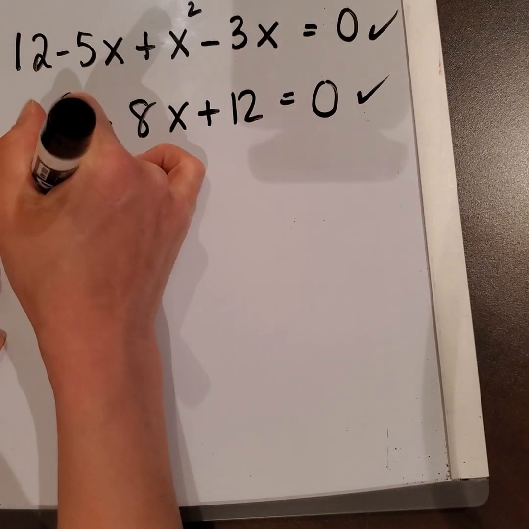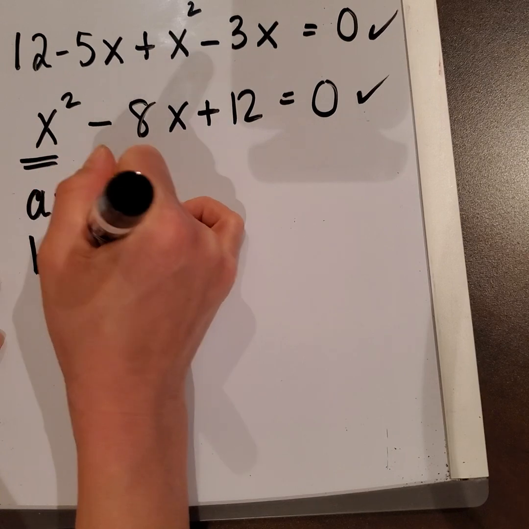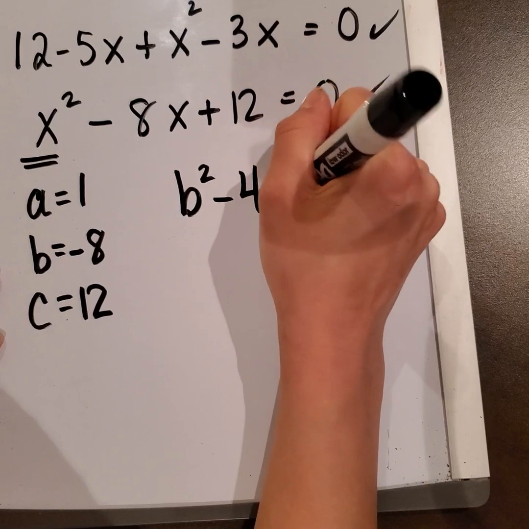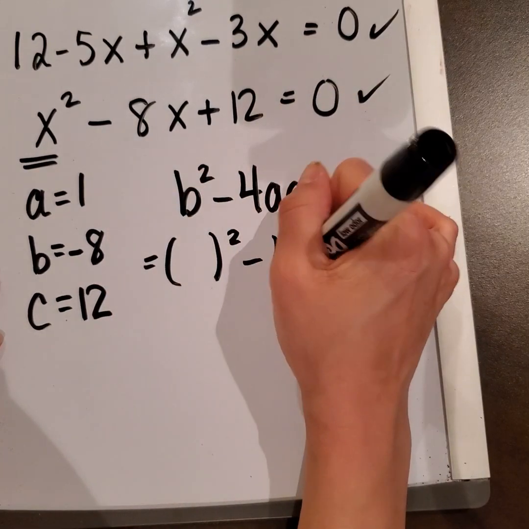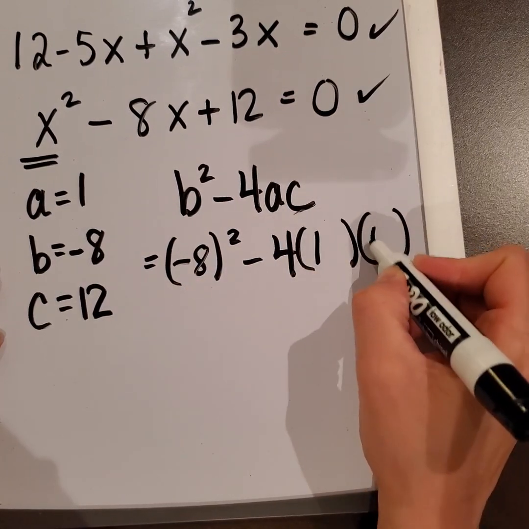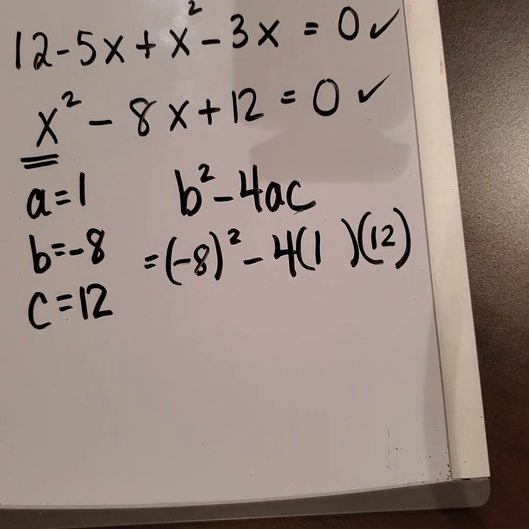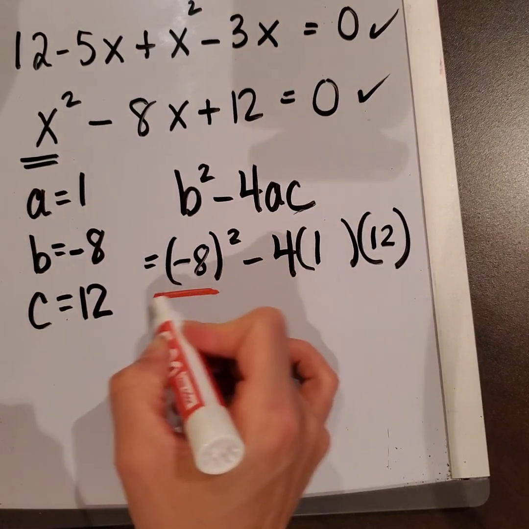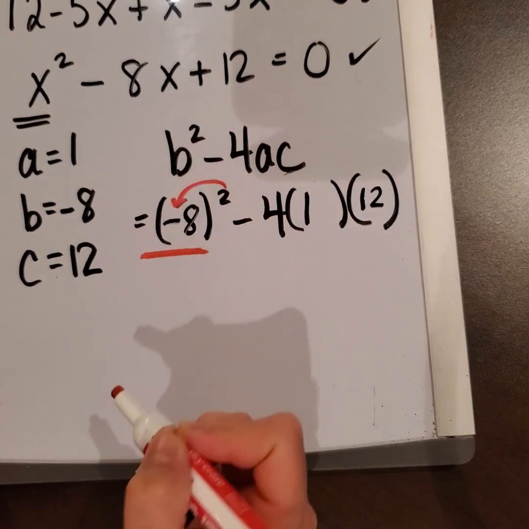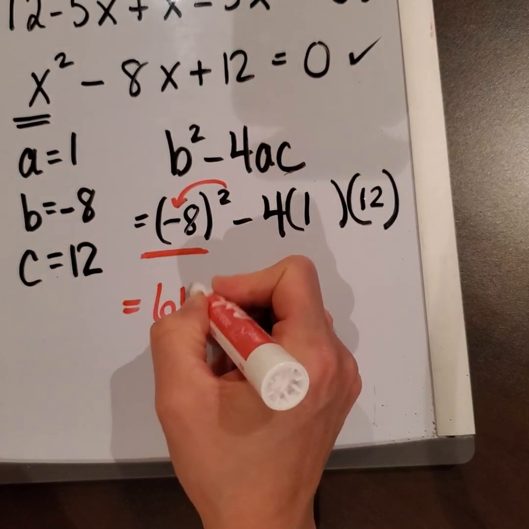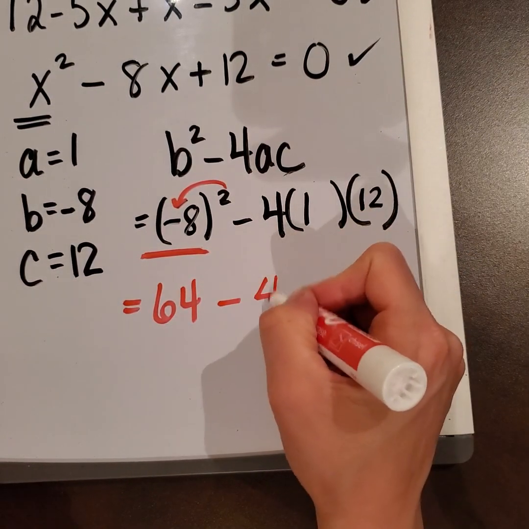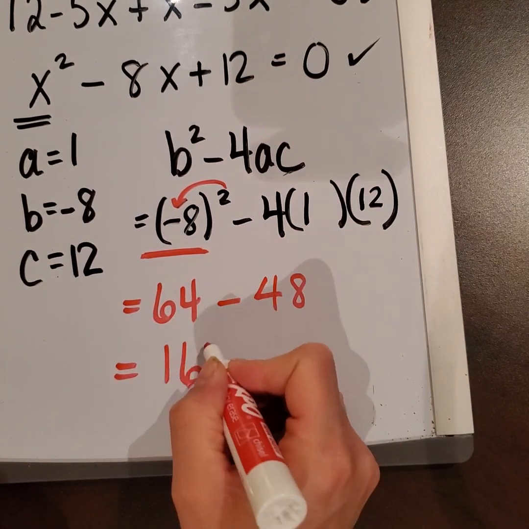So my A value is 1, my B value is -8, and my C value is 12. I'm going to plug those values into the discriminant. Okay, so B is -8, A is 1, and C is 12. I'm going to switch to red because this is a very commonly made mistake. Don't forget, folks, you're not just squaring 8, you're squaring -8. And so when we square a negative, that becomes positive. So that's 64, okay, minus, what does this work out to be? 48. And this happens to be 16, okay?